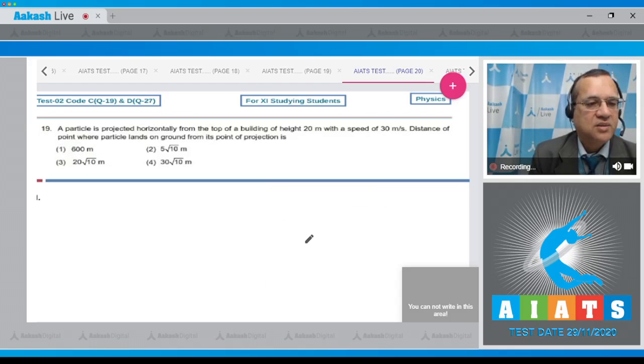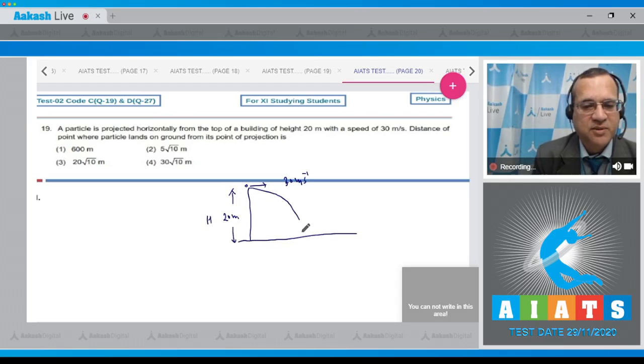Question number 19: a particle is projected horizontally from the top of a building of height 20 meters with a speed of 30 meters per second. The distance of the point where the particle lands on the ground from its point of projection is, and these are the four options. From the top of the building, the body is thrown with a speed of 30 meters per second, and the height is given as 20 meters. So under gravity, it will follow a parabolic path and it will hit here. And this becomes the range of the projectile.